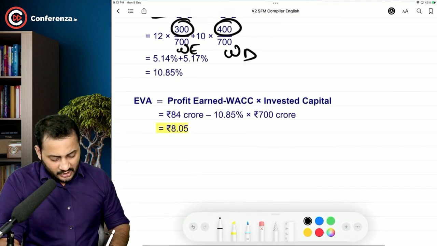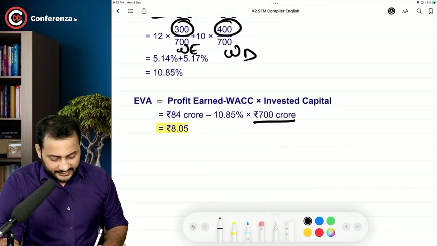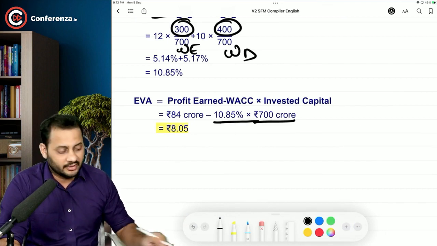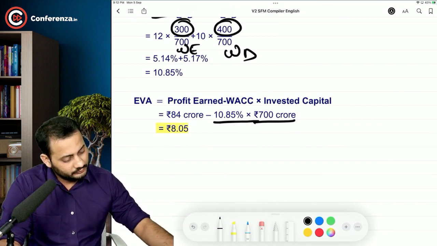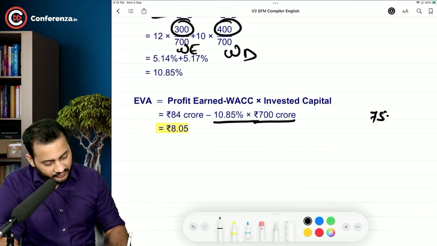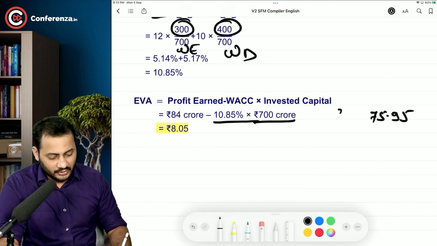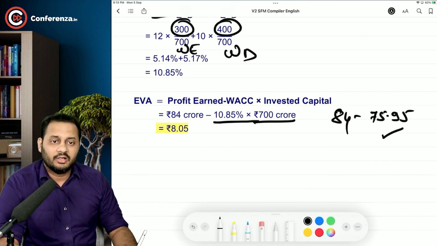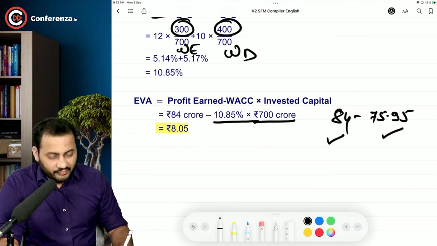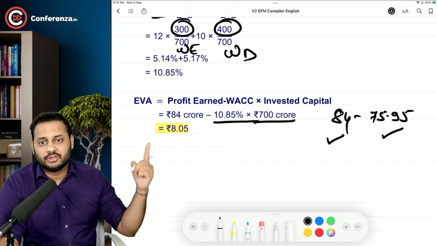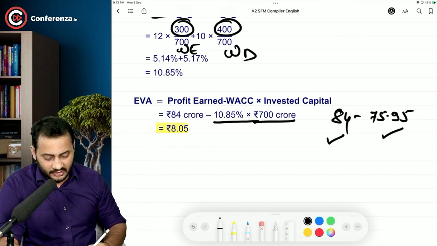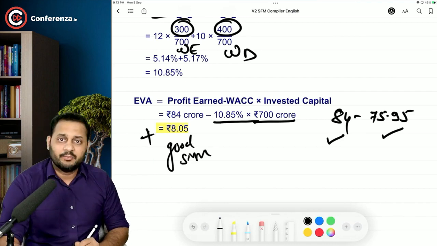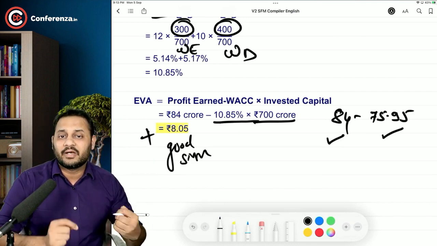Now understand, this is the invested capital. The expectation from the investors is 10.85% of the 700 crore, which comes to around 75.995 crore, and actual earning is 84 crore. So they expected us to earn this much and we have earned actually this much. So 8.05 is EVA. It's a good sign. If the EVA is positive, that means you are earning more than expected.